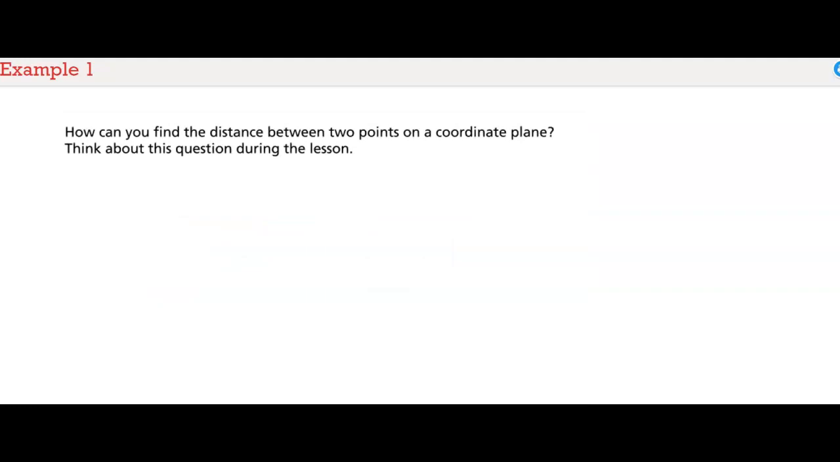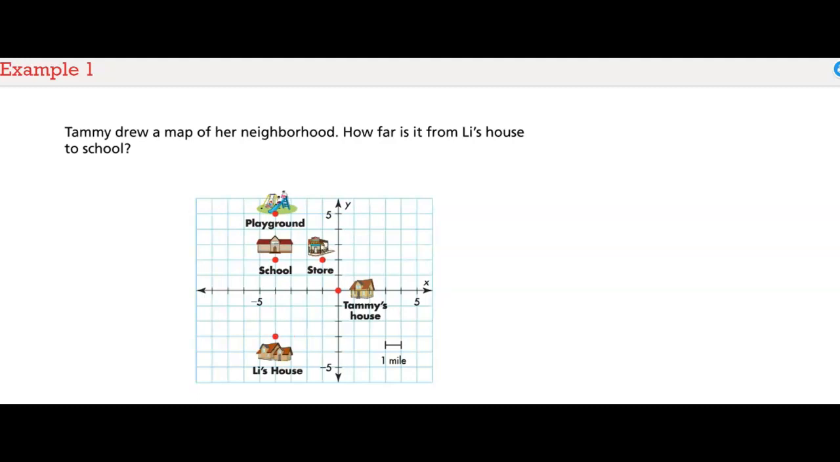How can you find the distance between 2 points on a coordinate plane? Think about this question during the lesson. Tammy drew a map of her neighborhood. How far is it from Lee's house to the school?